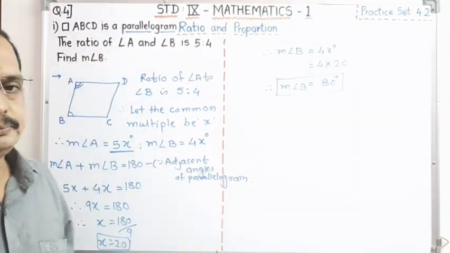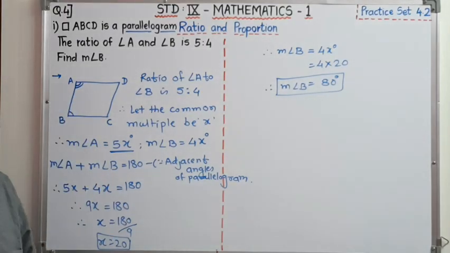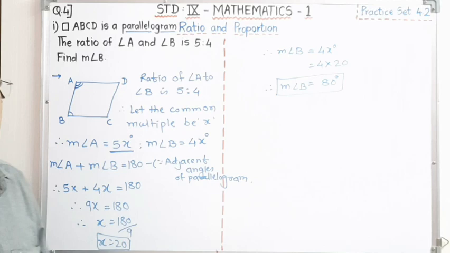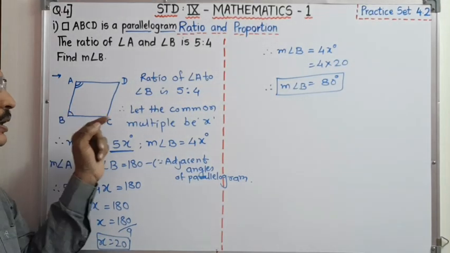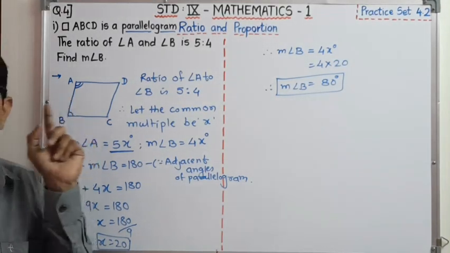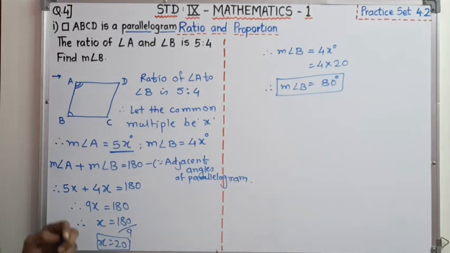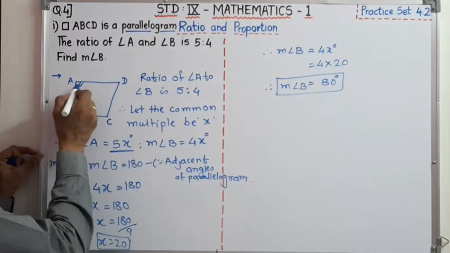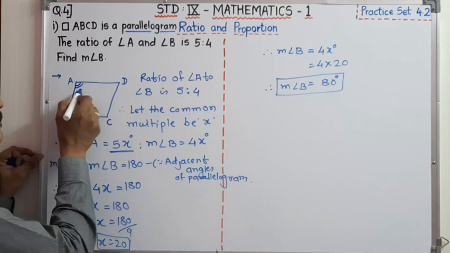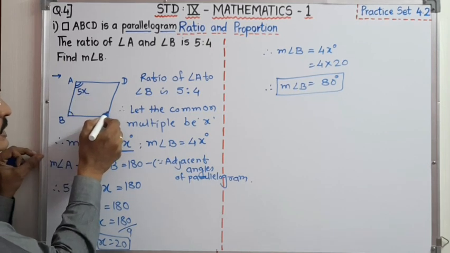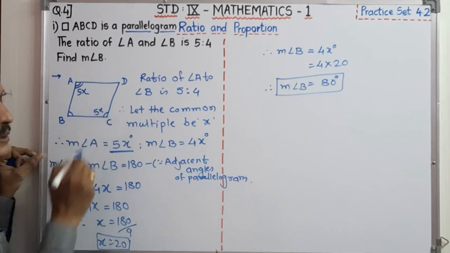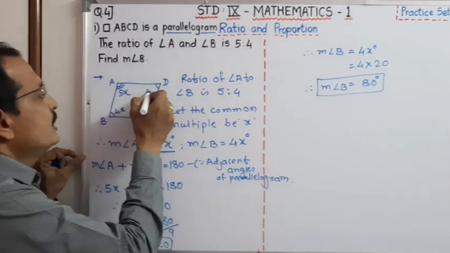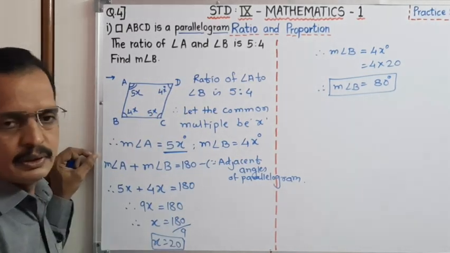Dear students, see, to solve this we can use another property. Two properties we have to apply. One is that opposite angles of a parallelogram are congruent. That means if angle A is supposed to be 5x, then angle C is also 5x. Angle B is 4x degrees. Therefore, angle D is also 4x degrees.